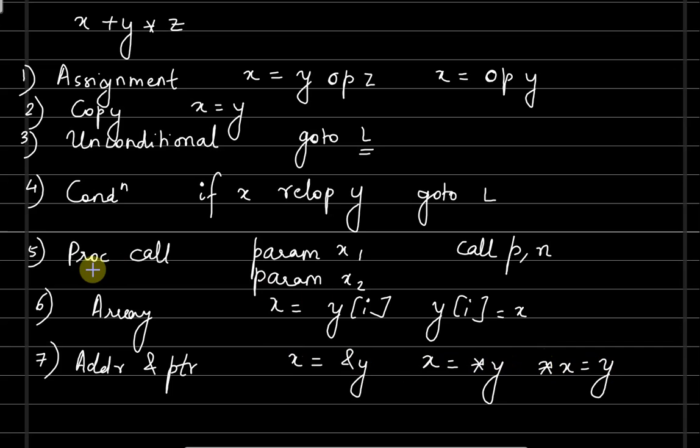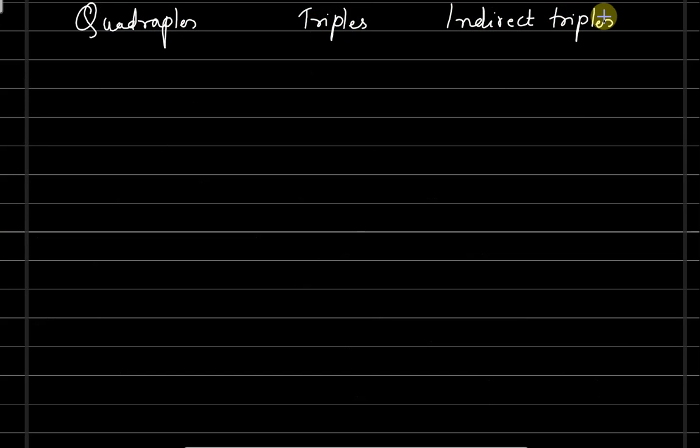Now next we'll see implementation of three address code. If I write three address code for any given expression, how can that code be represented in the form of some fields? These representations are, the first one is quadruples, second one is triples, and third one is indirect triples. So given any arithmetic expression, we can write three address code for that expression and then represent each of the three address statements in the form of quadruples, triples, and indirect triples.